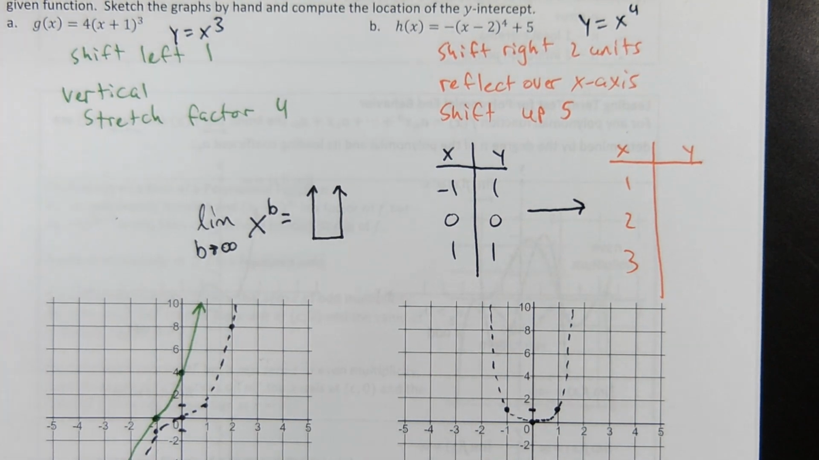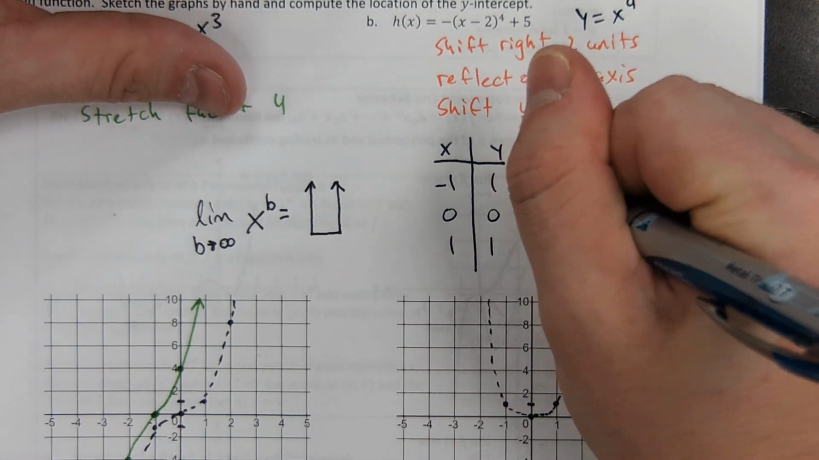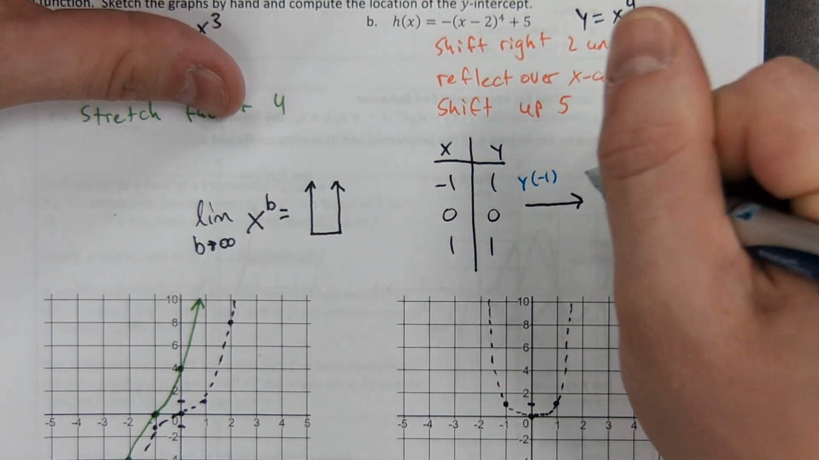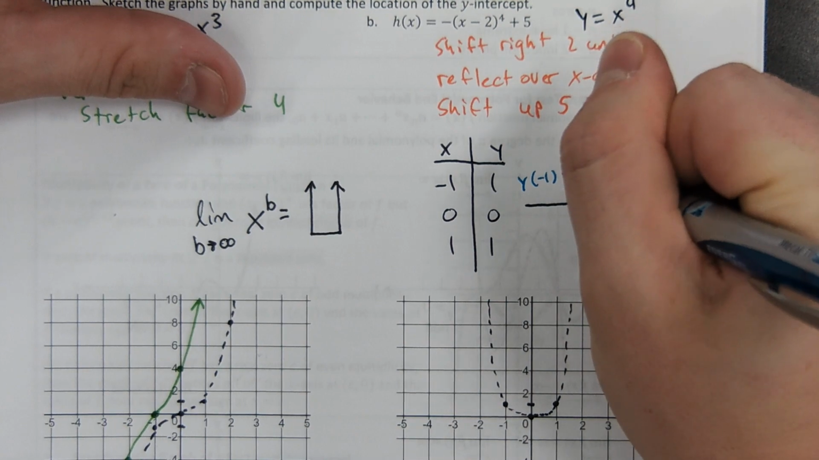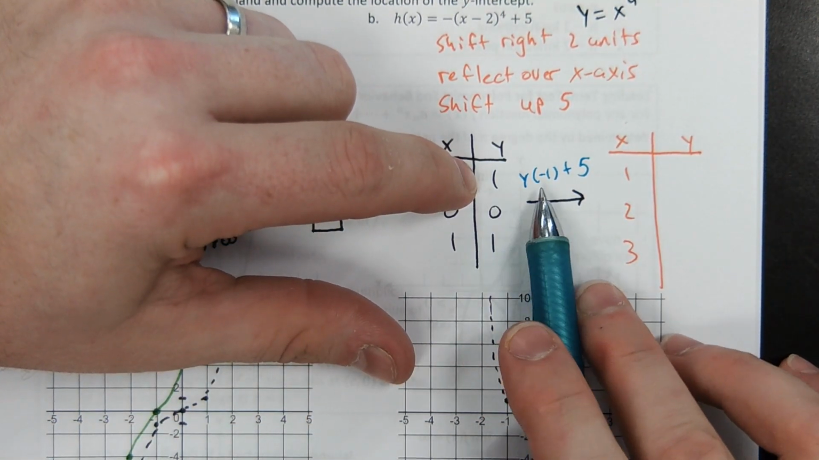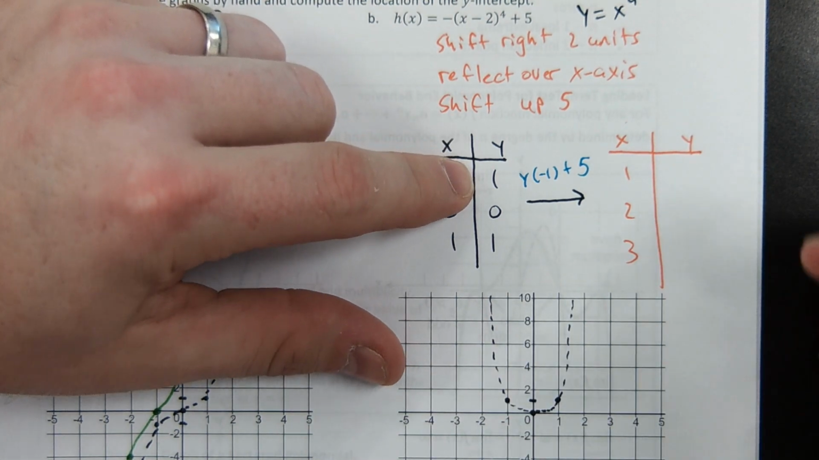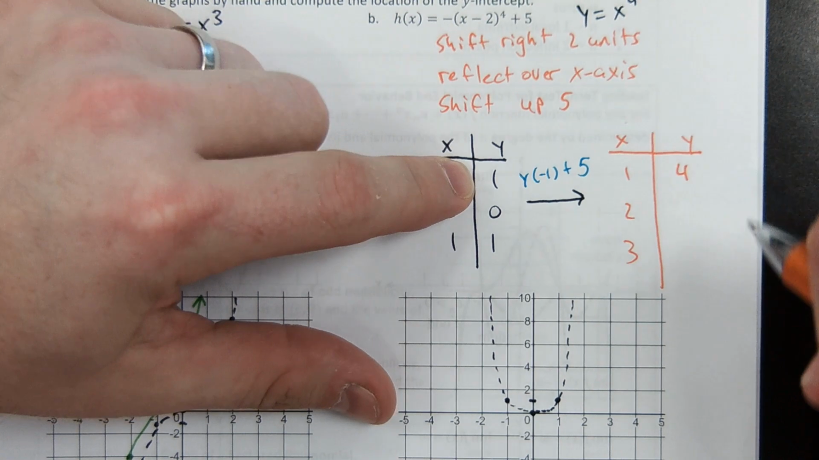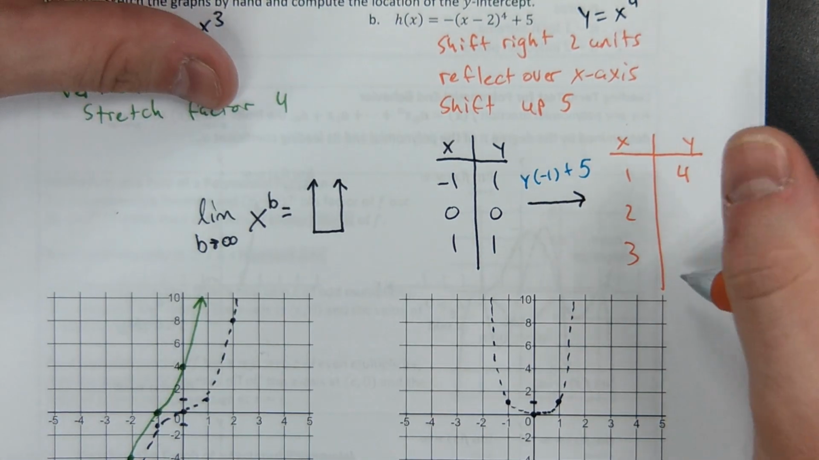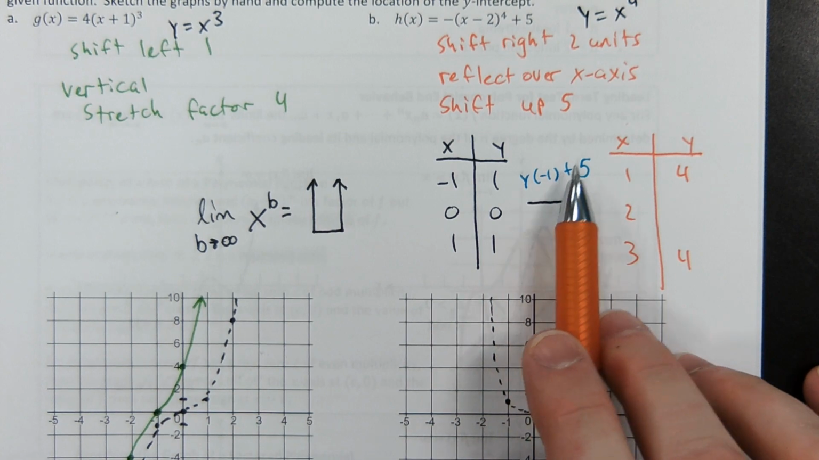But for the y's, what we have to do is multiply our y value by negative 1, and then add 5. So we'll take this y value, 1, multiply by negative 1. 1 times negative 1 is negative 1, and negative 1 plus 5 is 4. This thing is symmetric, as you can see here, so there's also a 4 here. And 0 times anything is 0. 0 plus 5 is 5.